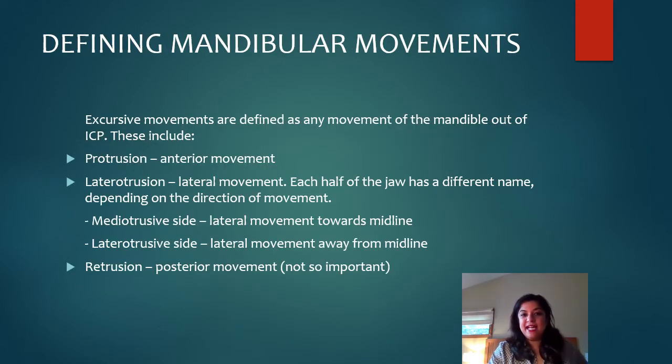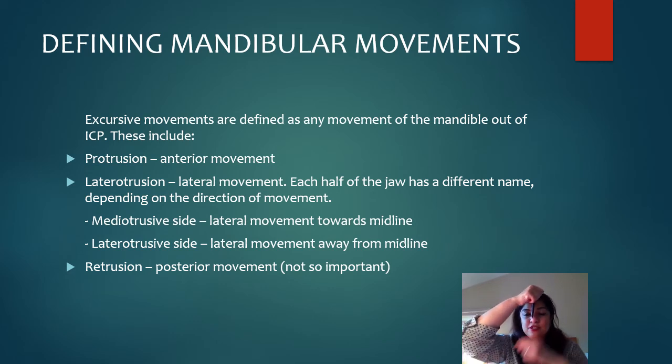So, defining mandibular movements. Excursive movements are defined as any movement of the mandible out of intercuspation. When you're in intercuspation, you're like this. Excursive movement is movement of the mandible outside of that. Protrusion is where you bring the lower mandible forward, an anterior movement. Lateral protrusion is side to side movement. You can bring your jaw to this side or that side.